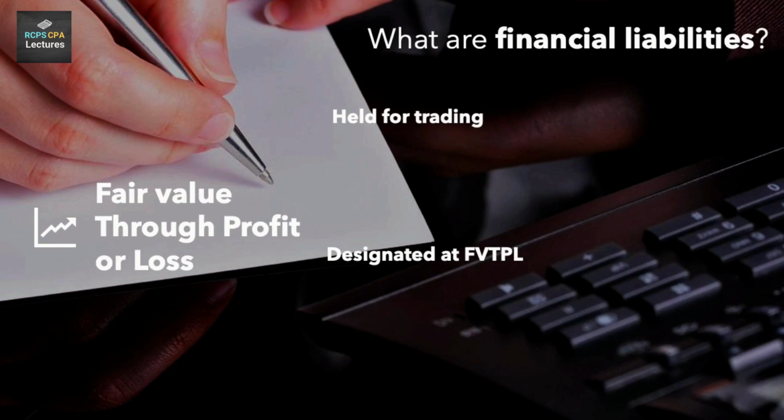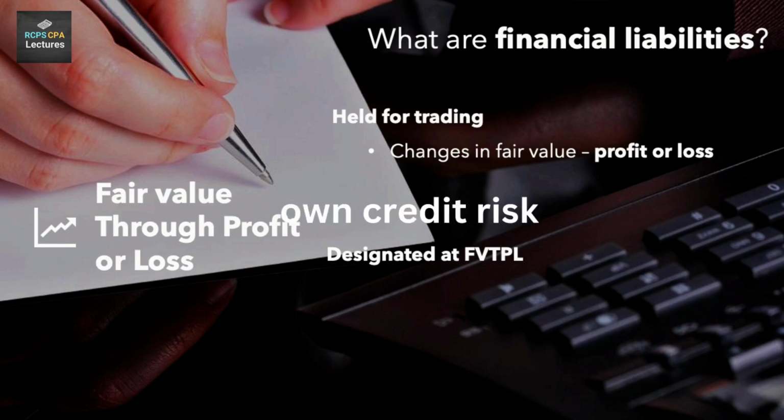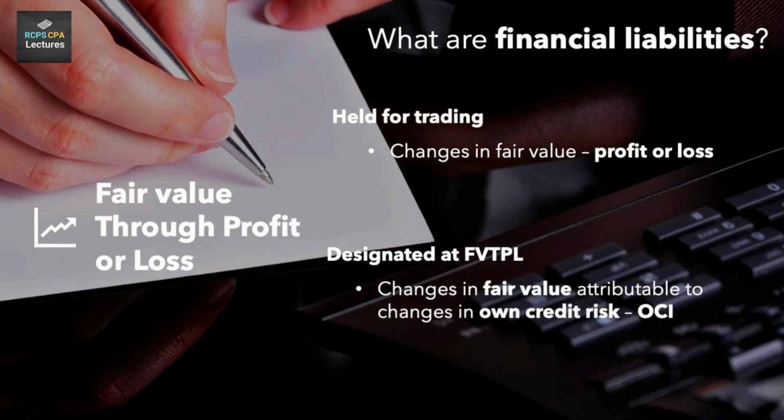Now, under IFRS 9, remember that financial liabilities at FVTPL are measured at fair value with changes in fair value recognized in P&L. So this is especially true for financial liabilities that are held for trading. However, for financial liabilities designated at FVTPL, changes in fair value that are attributable to the entity's own credit risk, IFRS 9 provides an accounting policy choice to recognize these changes in other comprehensive income, or OCI, instead of P&L.